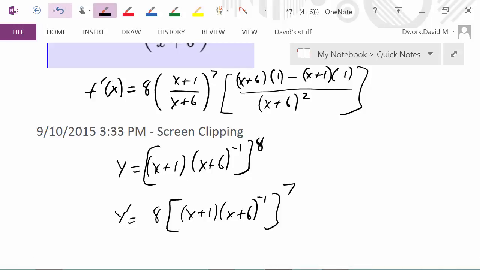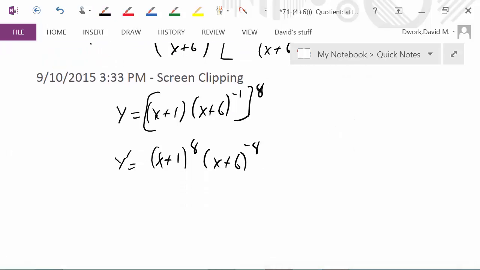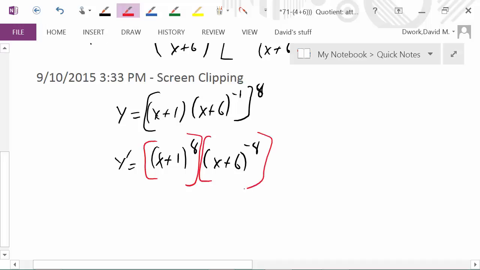Or the other option, and this one makes a little more sense to me, is we use a tiny bit of algebra, and what we're going to do is say, okay, we know that since this is this whole thing to the eighth, I can make it x plus 1 to the eighth times x plus 6 to the -8th. So now it's just a little cleaner, I think, and we now are just going to look at this as a product rule. Excuse me, we haven't done a derivative yet though.